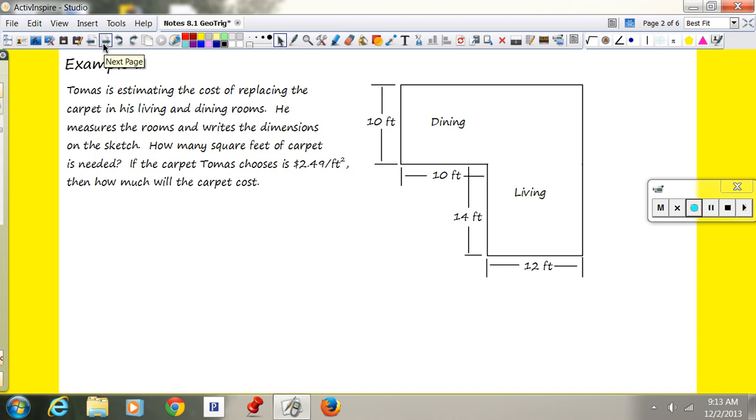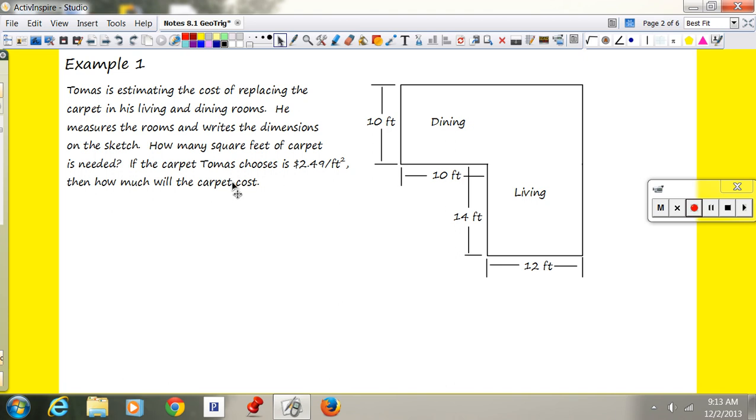All right. Here's our example. Throughout the pages, you'll see a few other things, or one more today, I think. We'll have more tomorrow. Tomas is estimating the cost of replacing the carpet in his living and dining room. He measures the rooms and writes the dimensions on the sketch. How many square feet of carpet is needed? If the carpet he chooses is $2.49 a square foot, how much will it cost to carpet these two rooms?